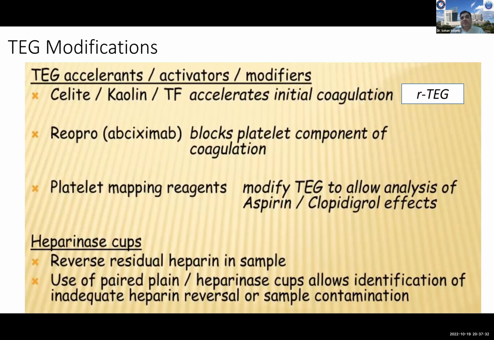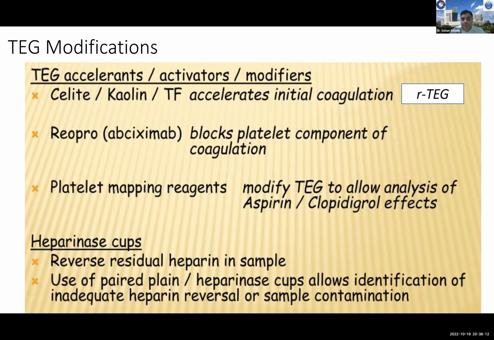There are some modifications nowadays that are used for the TEG. Normally we use kaolin or celite as a reagent to measure the TEG. But if you add tissue factor, or TF, into the cup, then you can activate the extrinsic pathway and accelerate the initial coagulation. That is called the rapid TEG or R TEG. If you use functional fibrinogen, it can block the platelet component of the coagulation. And if you use the platelet mapping reagent, that allows the analysis of anti-platelet drugs.